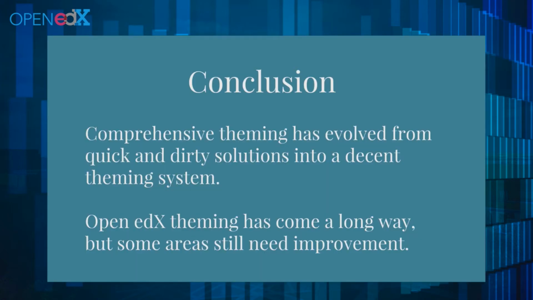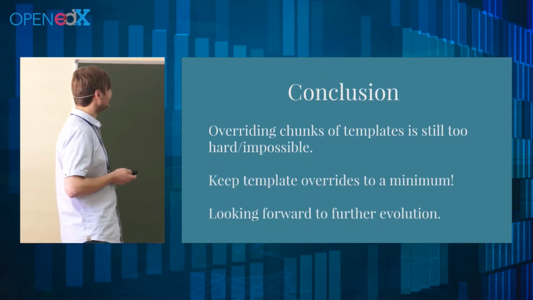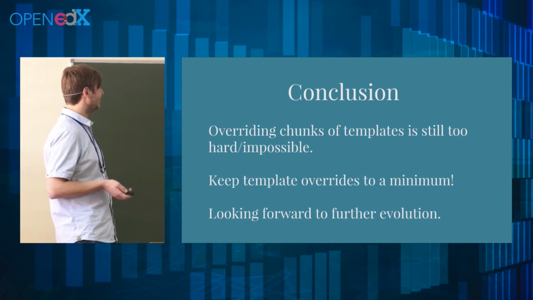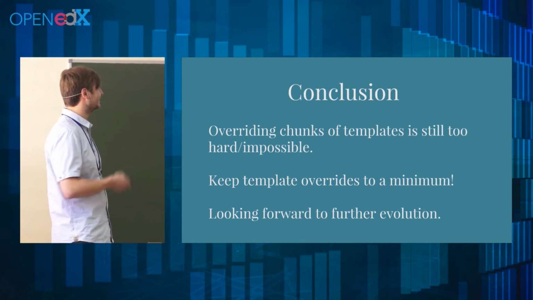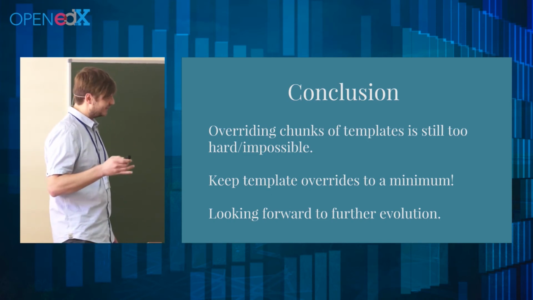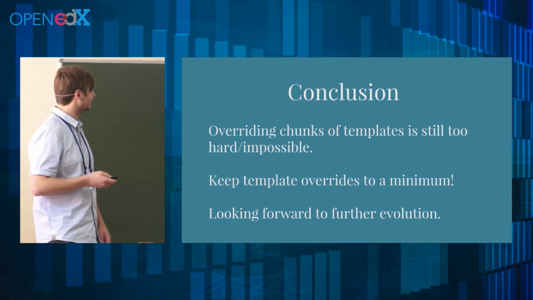In conclusion, we've seen that comprehensive theming has evolved from quick and dirty solutions into a pretty decent theming system. It has come a long way, but there are still areas where it could use some improvement. And being able to override chunks of templates would be one of the most important upgrades, I believe. And until we have that, and also after we have that, please try to keep template overrides to a minimum.